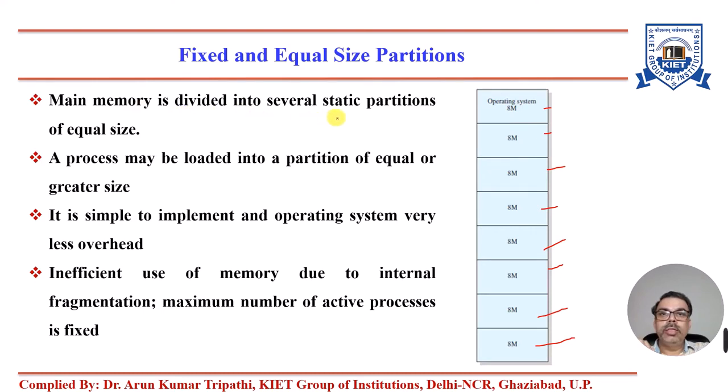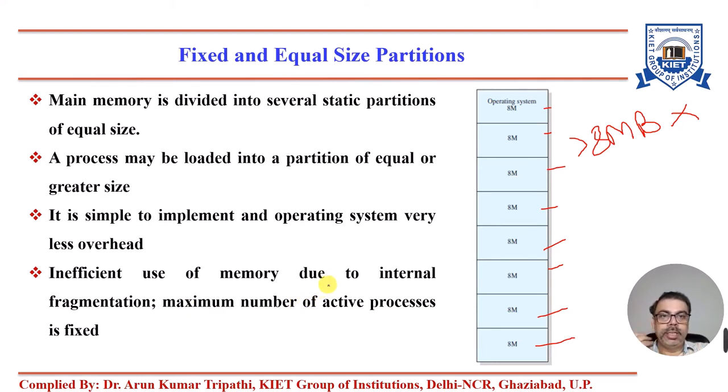So main memory is divided into several static partitions of equal size. The process may be loaded into a partition of equal or greater size. Means if a partition is 8 MB, the process must be less than 8 MB in size. If a process is greater than 8 MB, it cannot reside in the memory. So it should be less than or equal to 8 MB. This is simple to implement, and the operating system has very little overhead. But it makes insufficient use of the memory due to internal fragmentation.